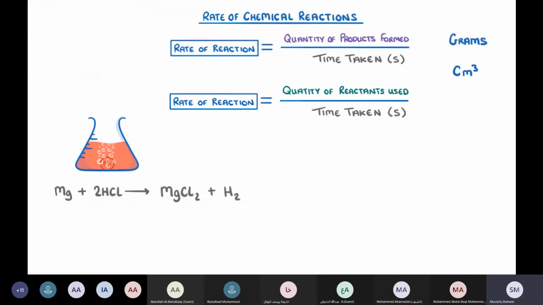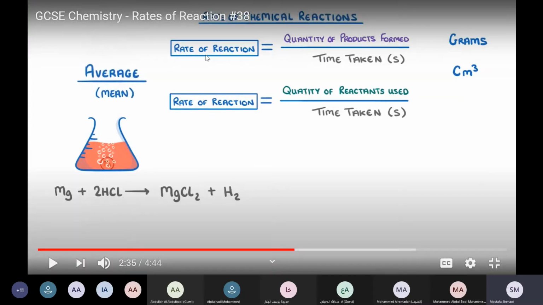Now, these rates of reaction that we've calculated so far are actually the average or mean rates of reaction throughout. What we just described is called the average or mean rate of chemical reaction. Why is that? Because the rate is not constant all the time. Sometimes it has a highest point and sometimes it has a low rate. So the rate is not constant all the time during the reaction. That's why we call it the average rate.